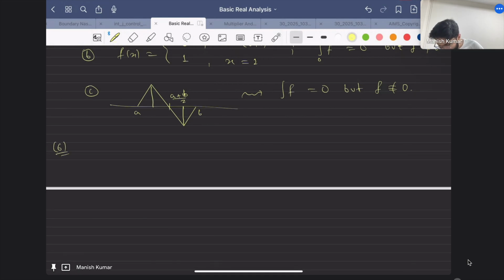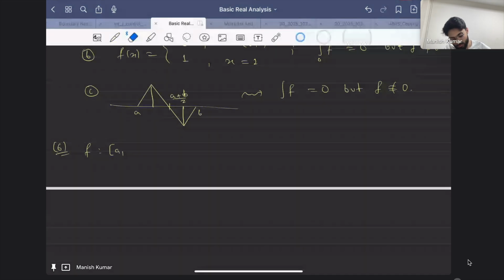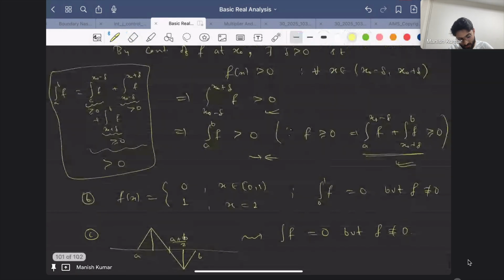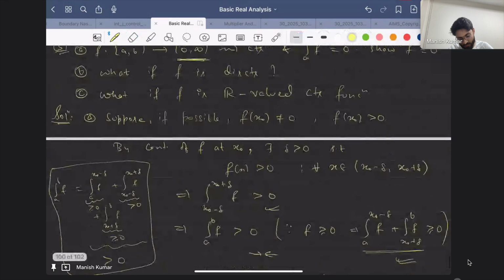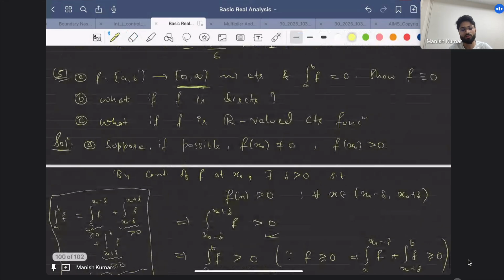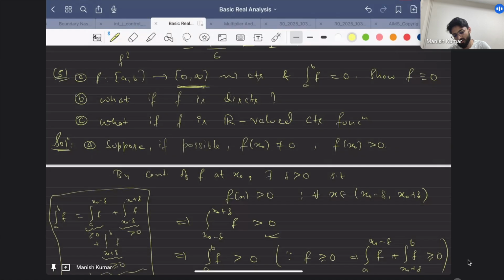Sir, if we replace this condition with the integral of f of x whole square equal to 0, then in that case we can say that. Yeah, then that means it reduces to case 1, right? When you say f square, that is case 1. The g equal to f square is case 1, right? Yes, sir.